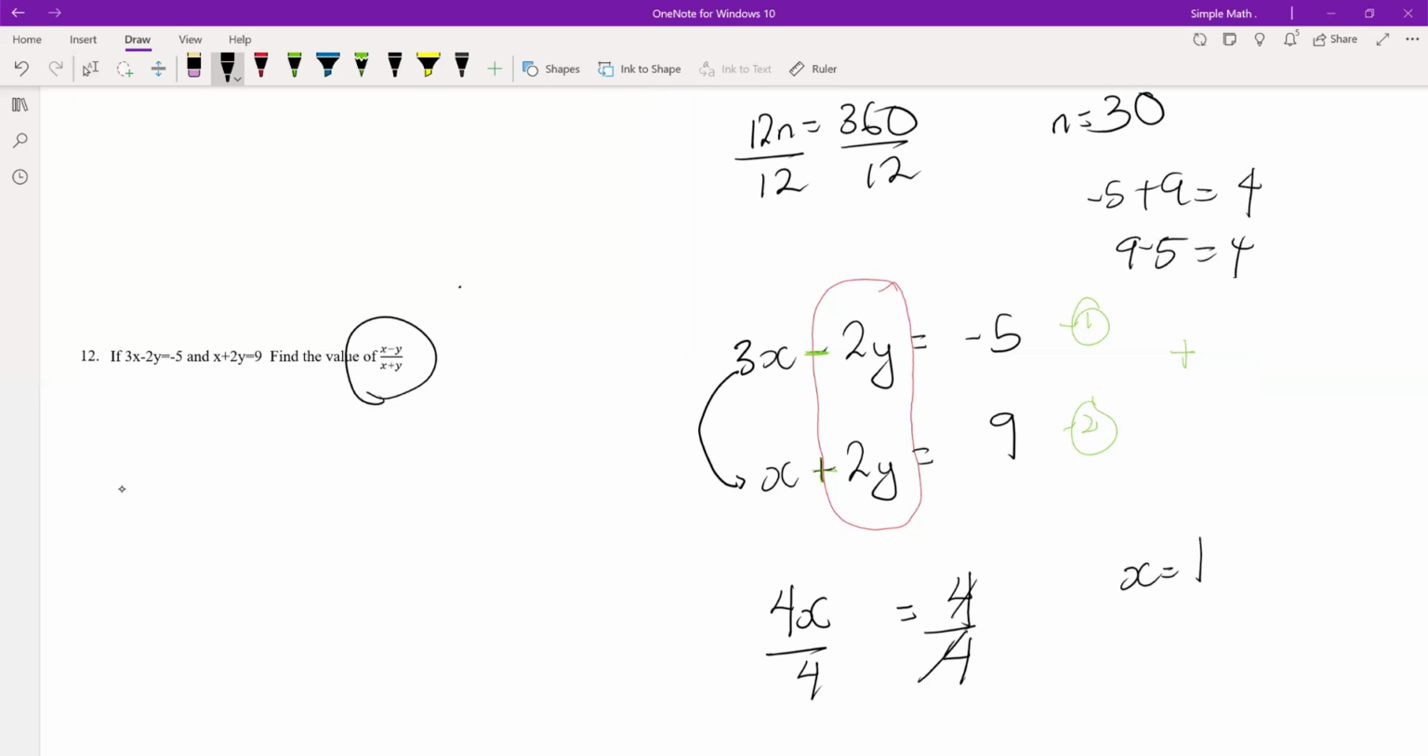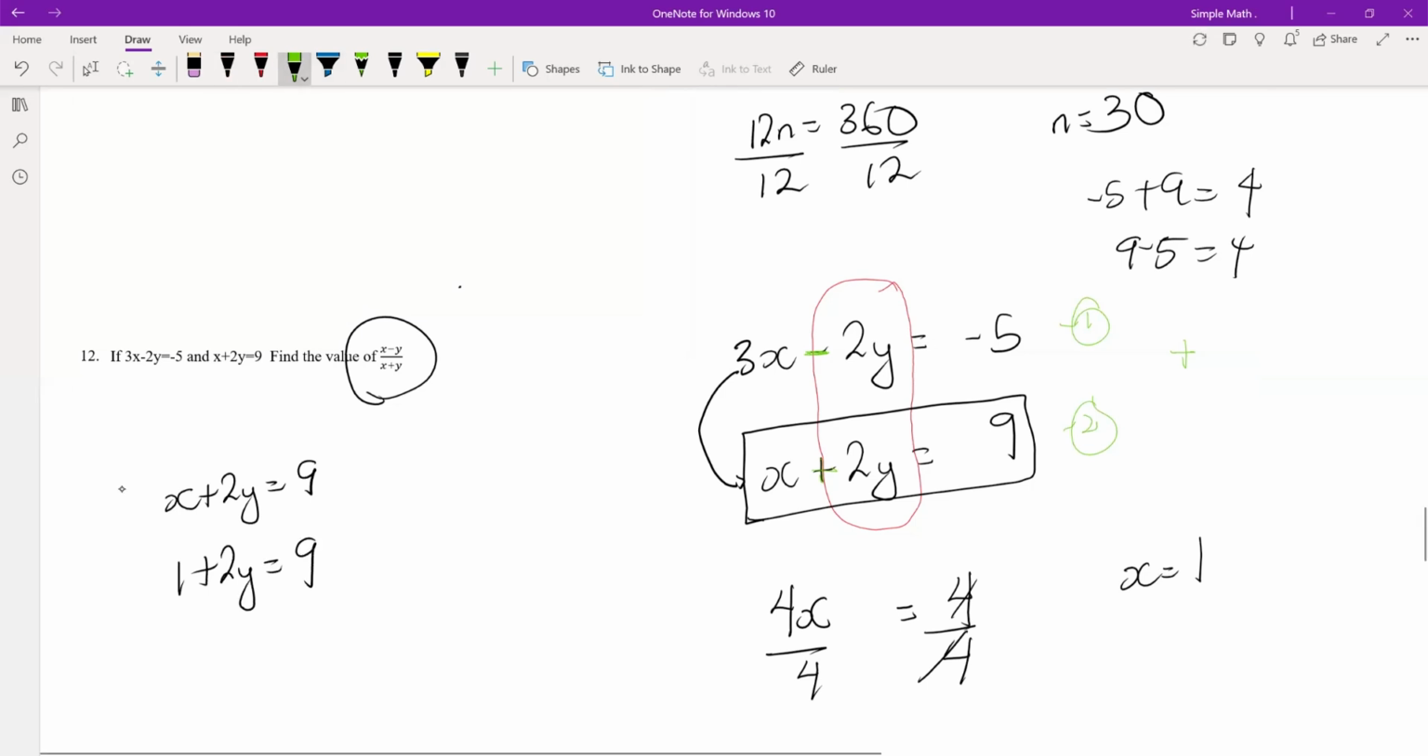Now we know what x is. How do we get our y? We can simply substitute 1 for x in equation 2. So we have x plus 2y is equal to 9. It becomes 1 plus 2y is equal to 9. We can move the 1 to the right hand side. Remember, it's going to become minus, so that becomes minus 1. And we have 2y is equal to 9 minus 1. So 2y is equal to 8.